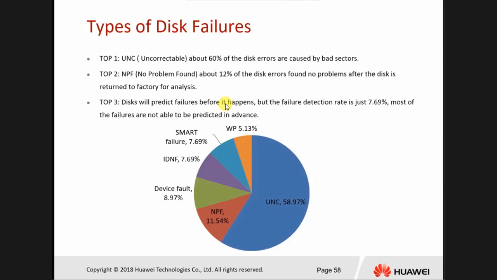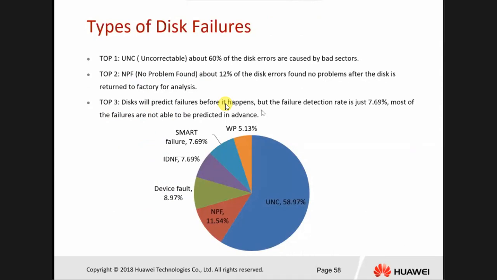This type of failure, we are talking about mechanical part failure. Your actuator fails, your read-write arm fails, all these things. Your disk actually does some diagnosis for you, but the problem is the diagnose rate is just 7.69%. So most of the time when your disk's mechanical part fails, you are unable to detect it. So this is basically the top three reasons why you have this failure. This is just to tell you the types of failure you will encounter when you go into the storage system.